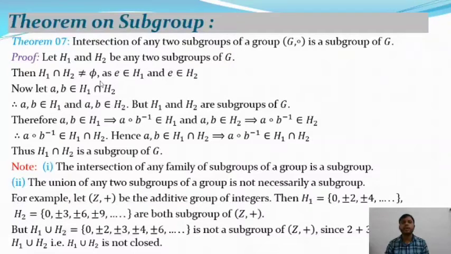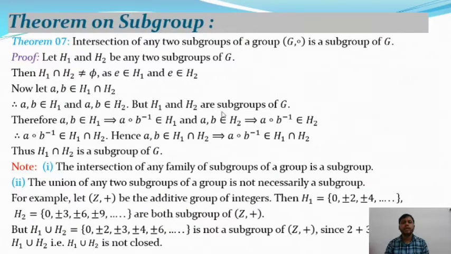That means e belongs to H1 as well as e belongs to H2. So the identity element e lies in H1 as well as H2. So H1 intersection H2 is not equal to the empty set. That means H1 intersection H2 is not an empty set. So now let a, b belong to H1 intersection H2. Therefore a, b belong to H1 as well as a, b belong to H2.